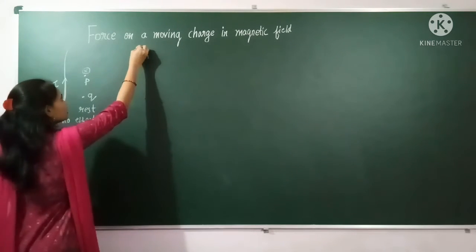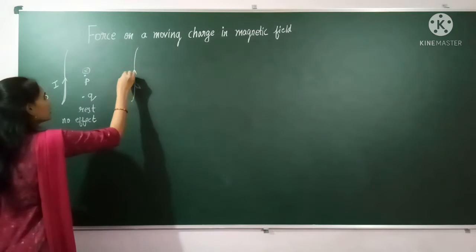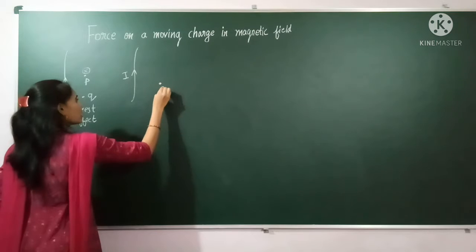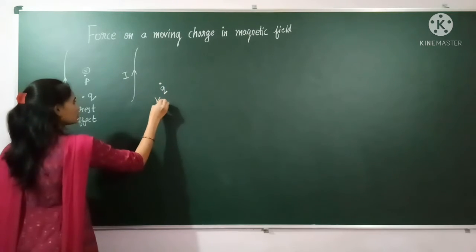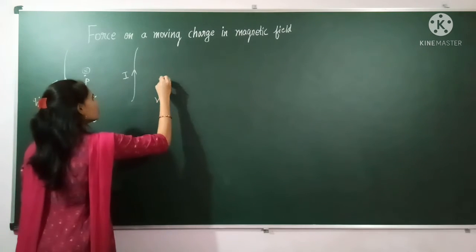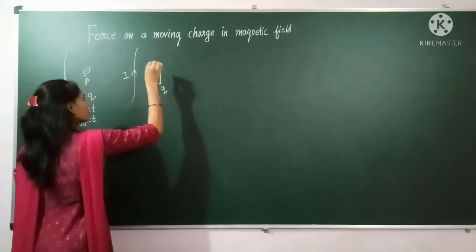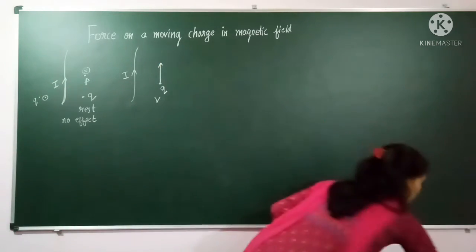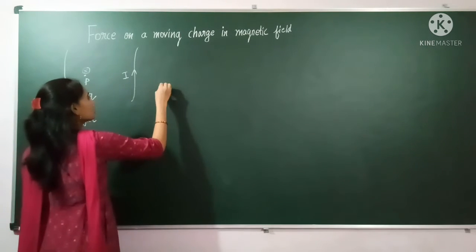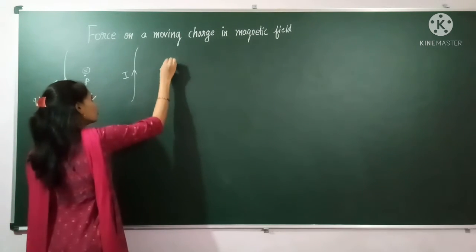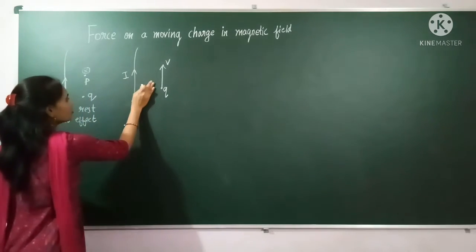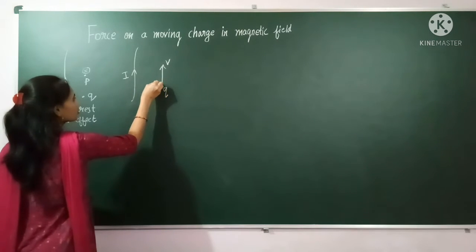Next, take the same wire, and again I amount of current is flowing, and here I place the charge Q which is having some velocity v. This is our charge Q, and this charge is moving in this direction with velocity v. Then what we have observed is that, because of the presence of the magnetic field in this region, this charge has got deflected.